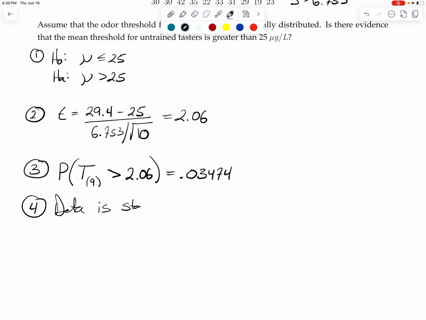So my conclusion here is that the data is statistically significant and gives evidence that the alternative is true. So that mu really is greater than 25.